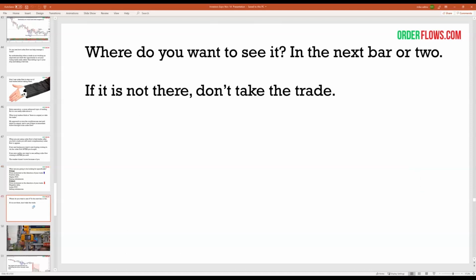Now, where do you want to see it? Well, you want to see it happening in the next bar or two. You're not going to be waiting 10 bars for confirmation. If you don't get the confirmation immediately, the trade's probably not going to work out, right? If it's not there, don't take the trade. The markets have been here for 100, 200 years almost. They're going to be here for a lot longer. So if you miss a trade, there's going to be plenty of trading opportunities.